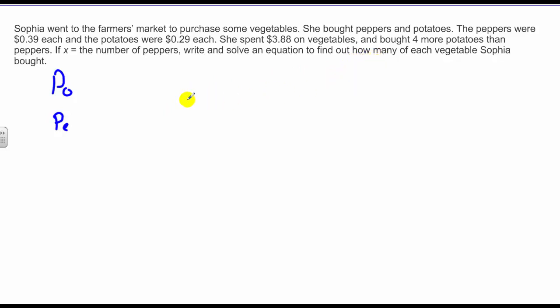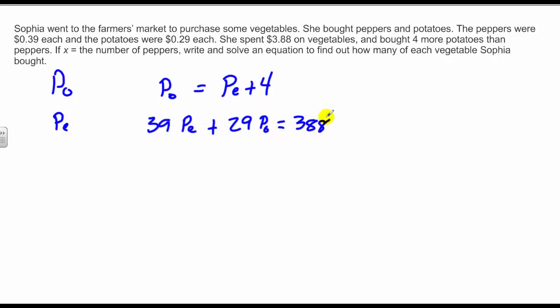And I'm going to make a comparison between potatoes and peppers. So there are 4 more potatoes than peppers. So if I go peppers plus 4, that equals potatoes. And then I can use these cost equations to say that I have 39 cents, and I'm going to use pennies, I think. So the peppers, 39 cents each, plus the potatoes, which are 29 cents each, should equal 3.88.